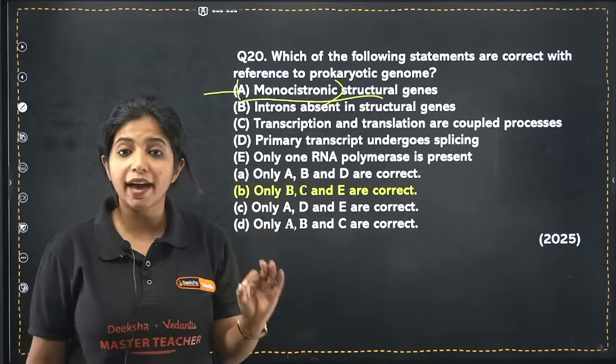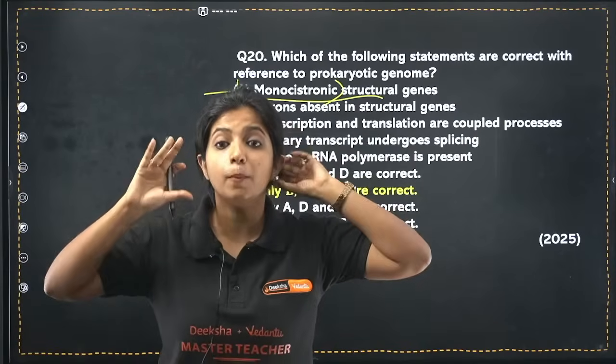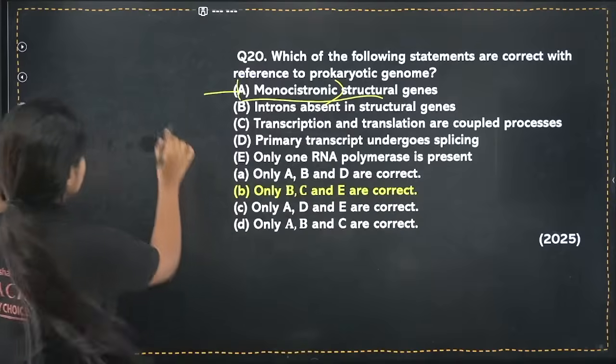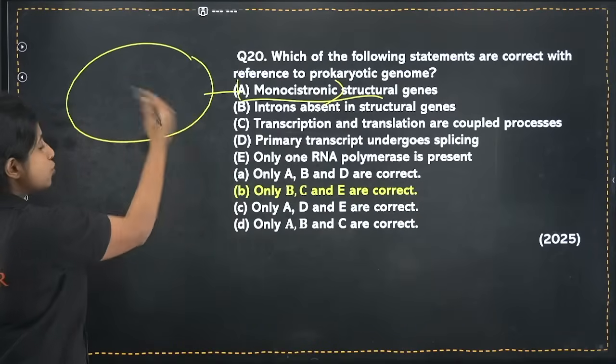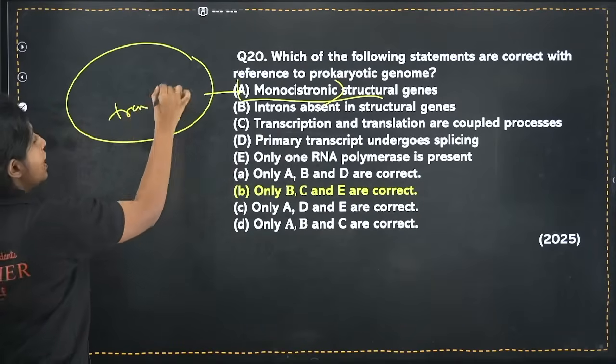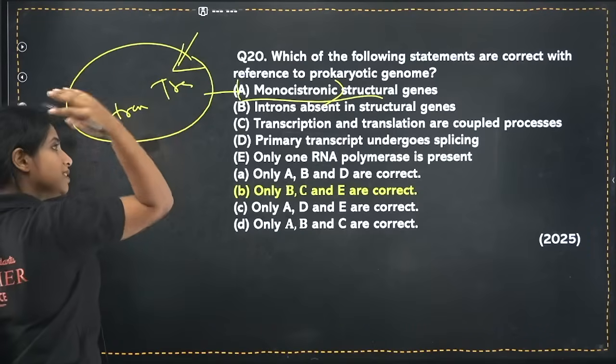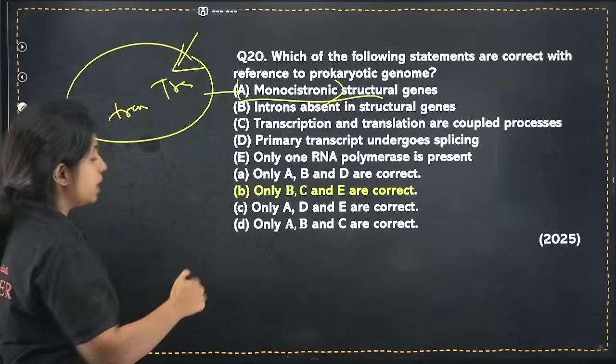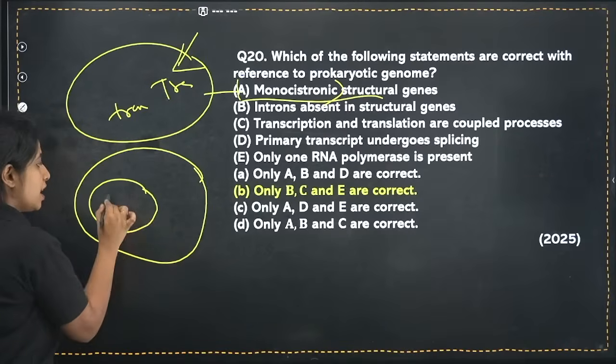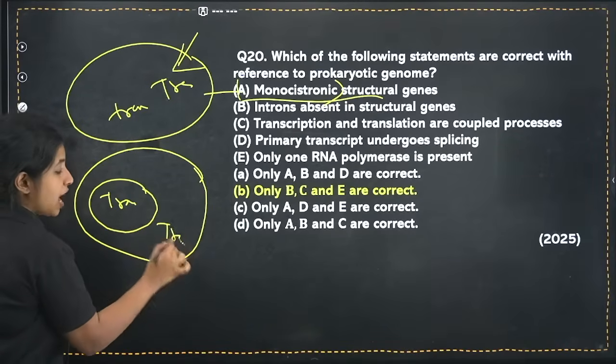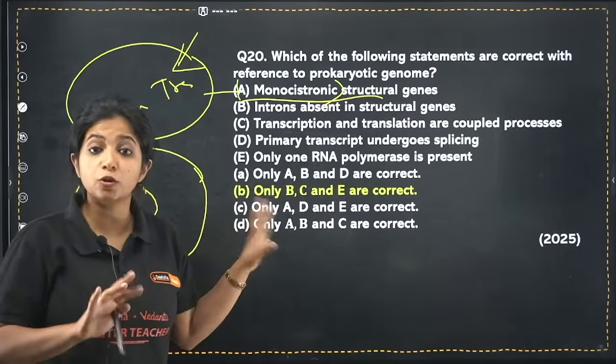In the case of prokaryotes, they do not have introns. Always remember, prokaryotes do not have introns. I'll tell you one very important thing. In prokaryotes, there is no nucleus, nothing. So transcription, translation, everything happens in the same region. We say it's a coupled reaction. Whereas in the case of eukaryotes, transcription happens in the nucleus, and translation happens in the cytoplasm. So things are going to be different.